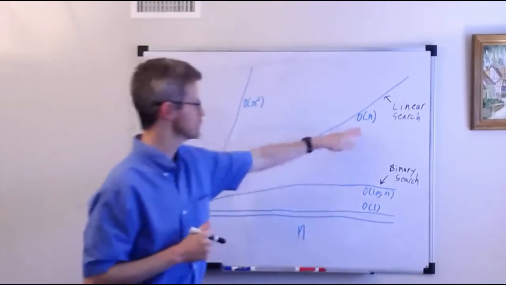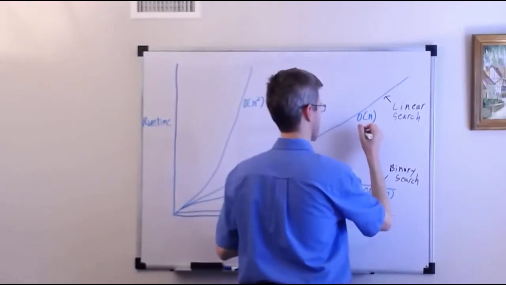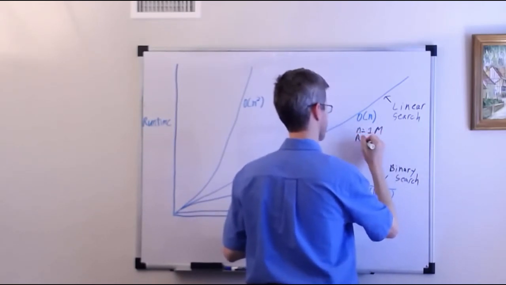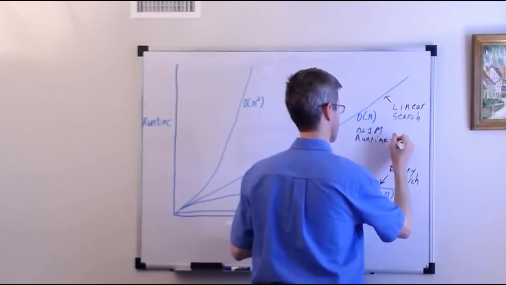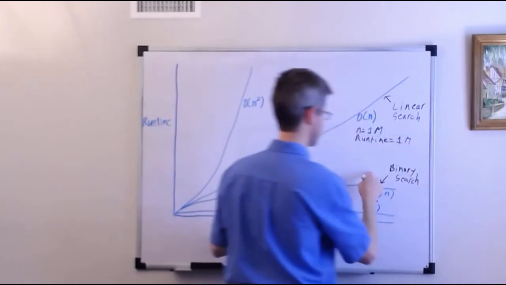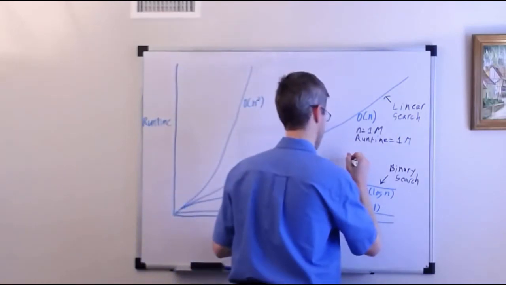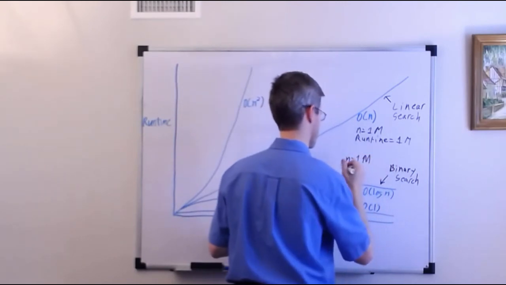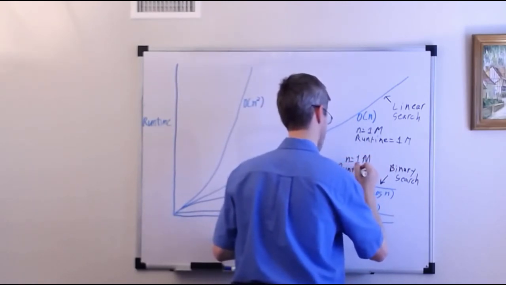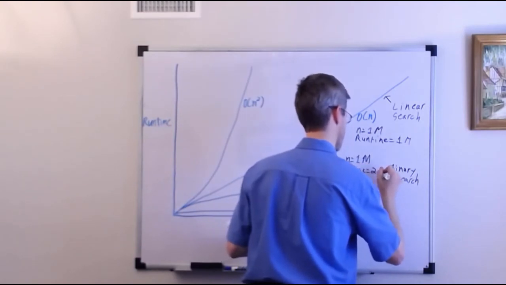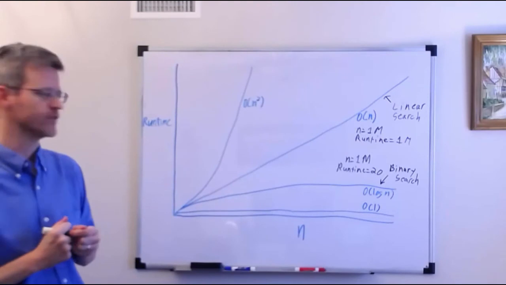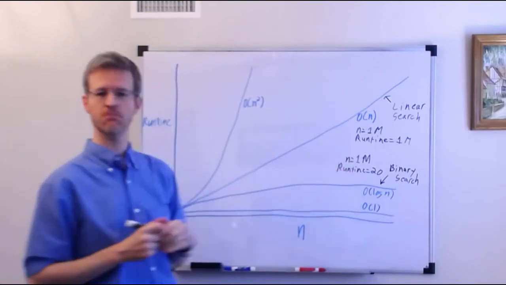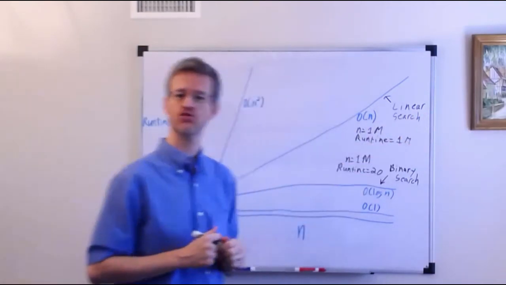So whereas linear search for 1,000,000 items requires a runtime of 1,000,000, for binary search, if we have an n of 1,000,000 items, the runtime is approximately 20, the log base 2 of the number of items. So we can see then that binary search is much, much faster as n grows larger.